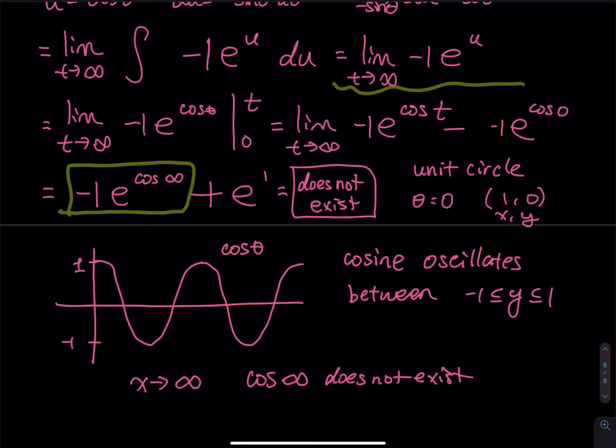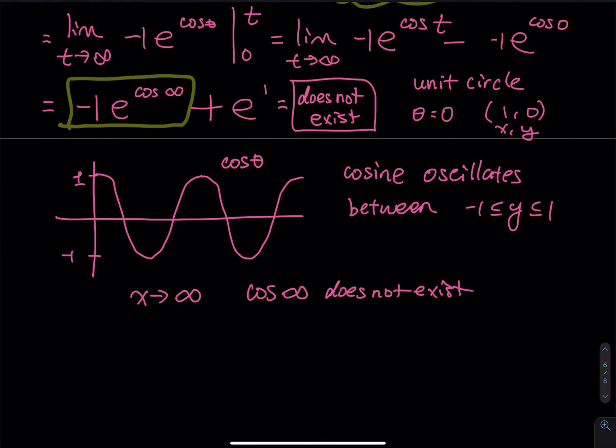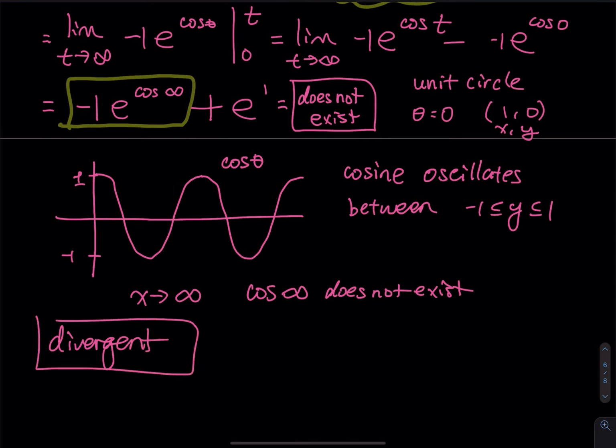So what does "does not exist" mean? That means I am not able to determine the area at all. It's not just infinity, I'm not able to determine that at all. So in this case, we say that the integral is divergent. So that is your conclusion.